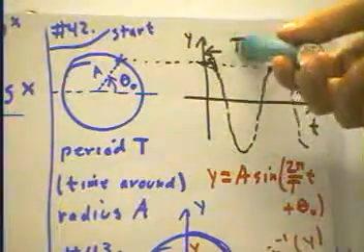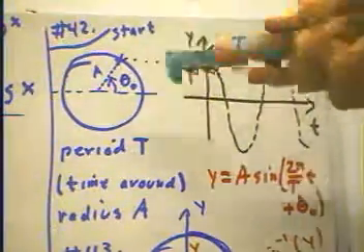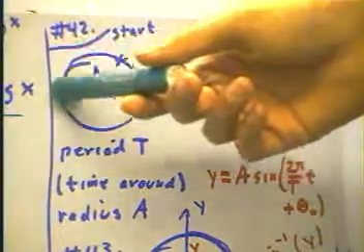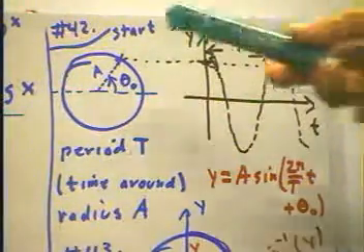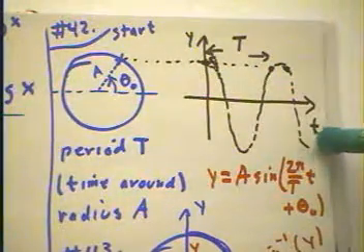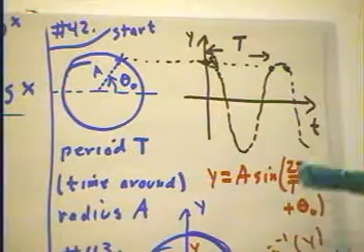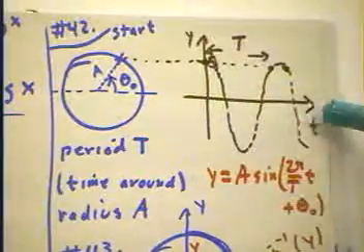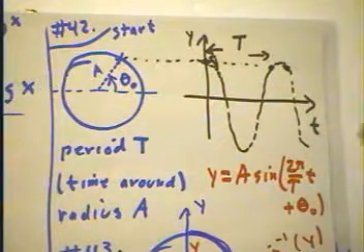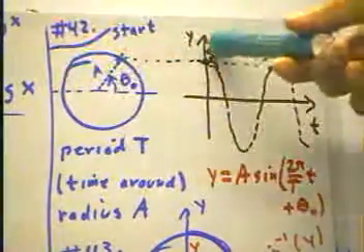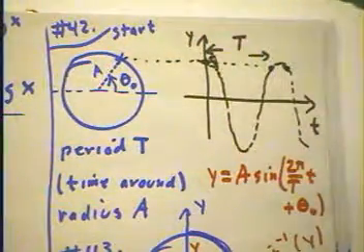The period T is such that in time T we go through a complete cycle, meaning a complete revolution around the circle. Now, a complete revolution around the circle is a change in angle, and we're graphing the y-coordinate versus time t. The angle has to change by 2 pi when we change t by a period.